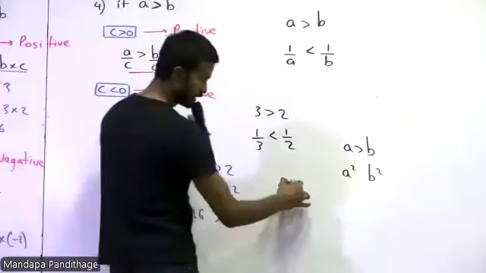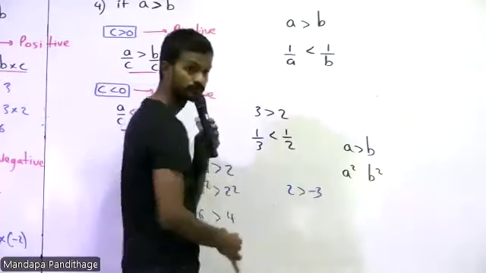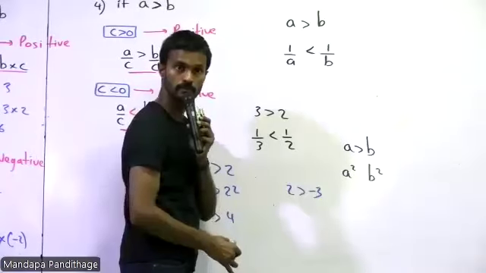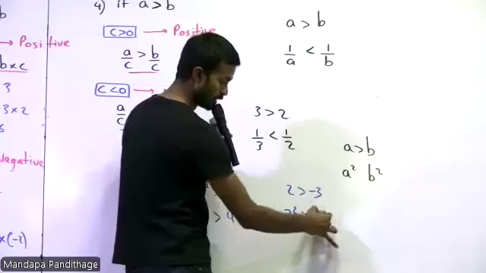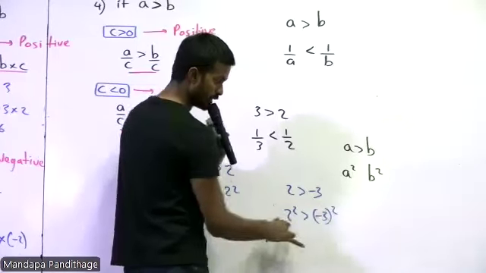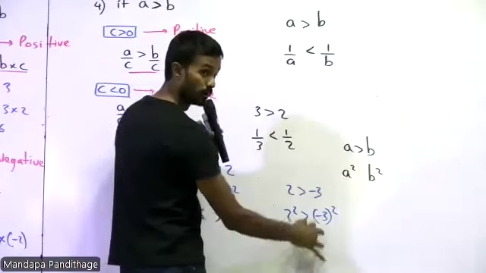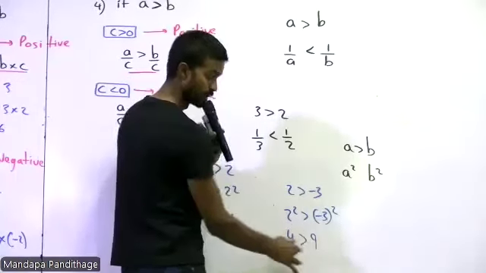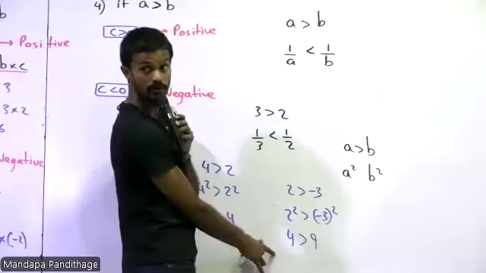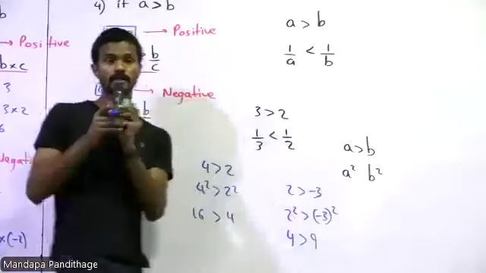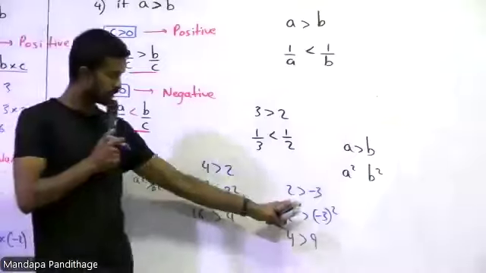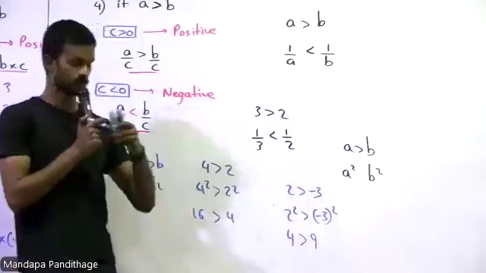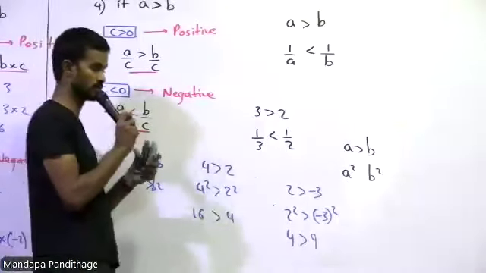But what if I compare 2 is greater than minus 3? When I square this side, 2 squared is 4, and minus 3 squared is 9. Is this correct or wrong? It's wrong. So here you saw there's no change of the sign, but here there is a change of the sign. So this is wrong.